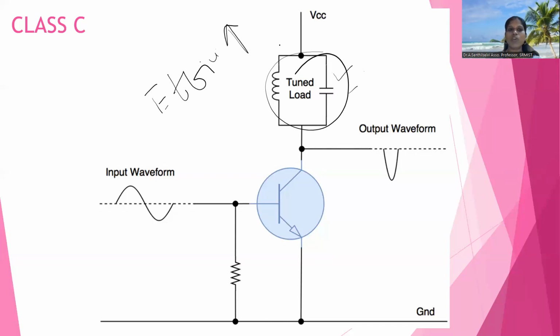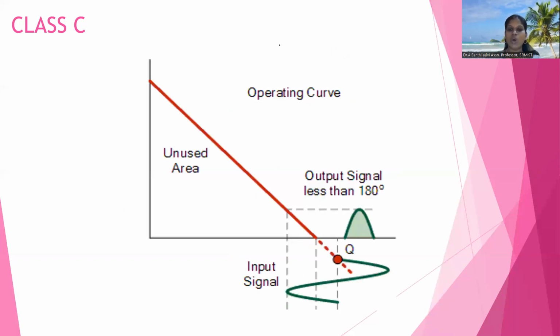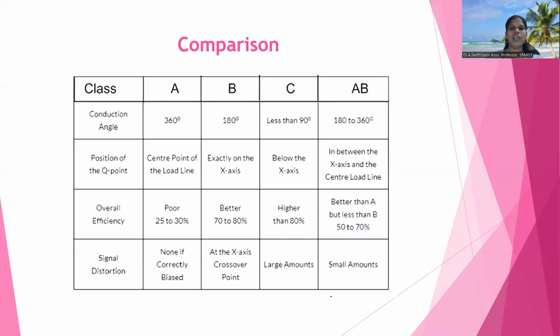Okay, this is about the class C amplifier. Here the selection of the Q point is below the x-axis. If you want to cut a portion of the signal, use the class C amplifier, sacrificing the amplification process but increasing the efficiency. And if you want to choose some amount of frequency from the input signal, we use the class C amplifier. So we will compare the four amplifiers we have studied.